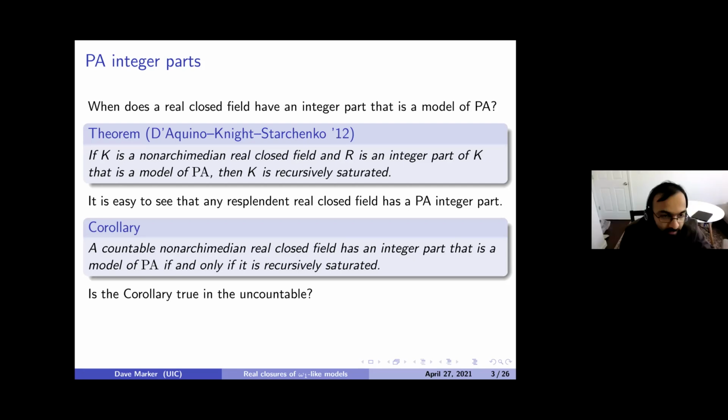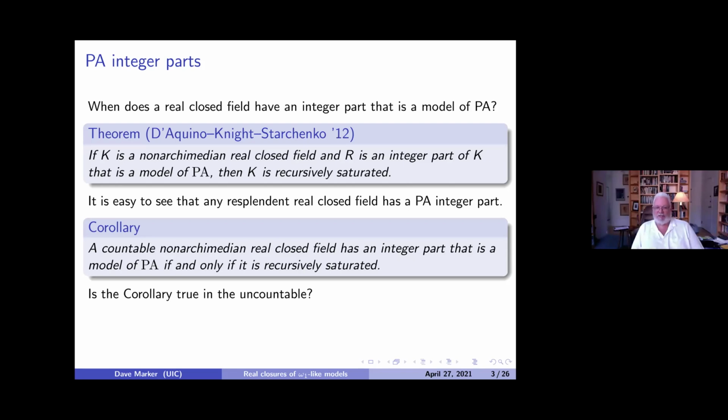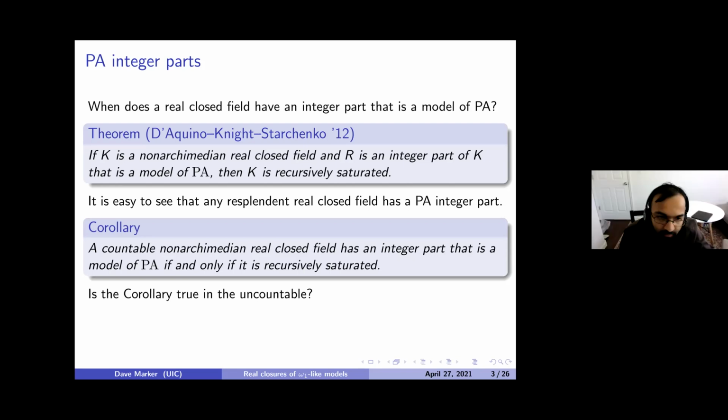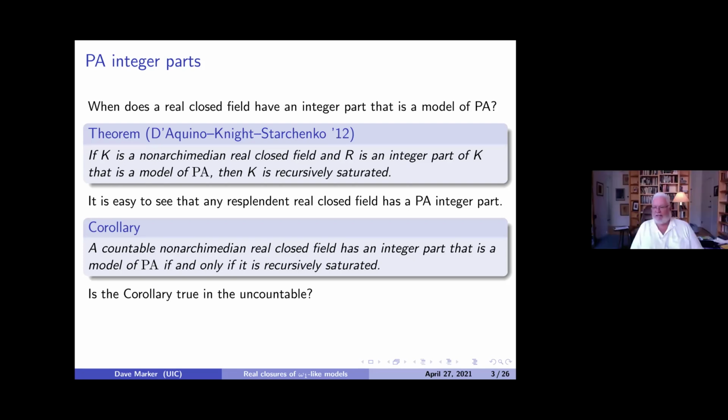Yes, in the countable case, right? Yes. It'll be anything that's elementary equivalent, I think, or anything with the same standard system, I guess. Yeah, because I could take a recursively saturated model of the pair with the same standard system in the countable case at least. Okay.